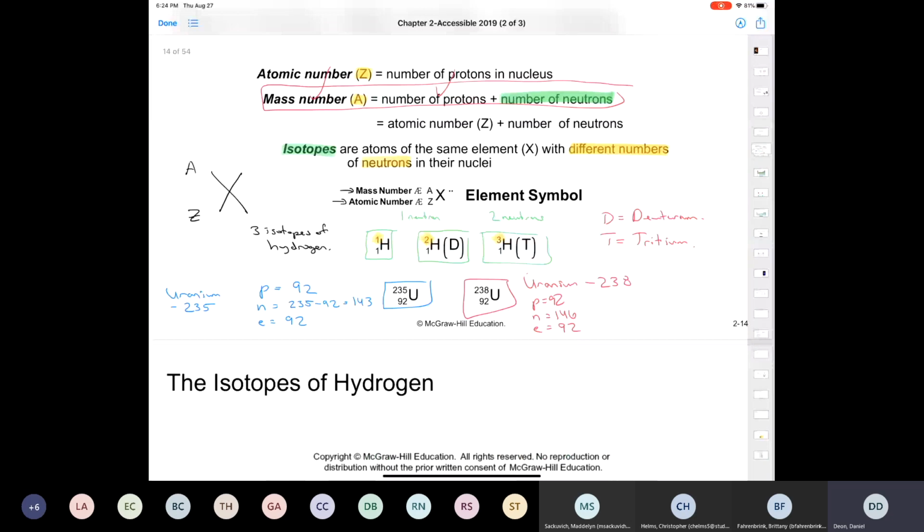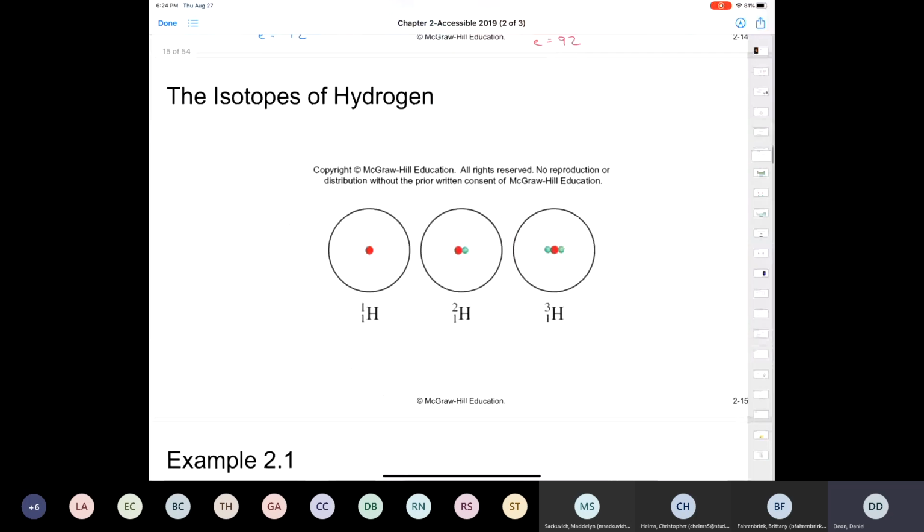All right, here's just a picture depiction of the isotopes of hydrogen. So we have hydrogen 1.